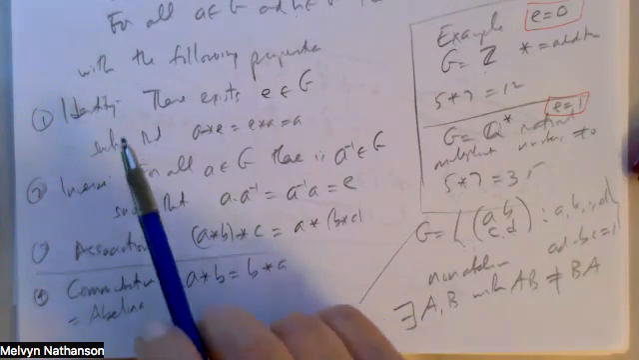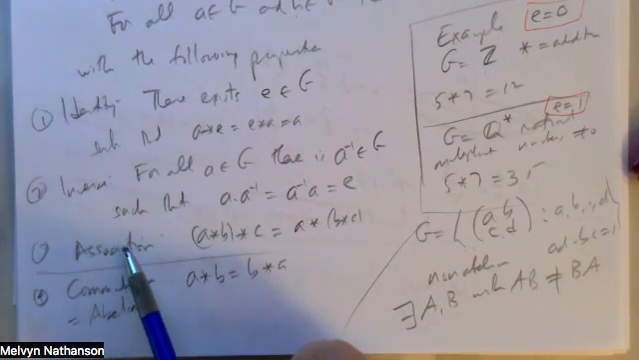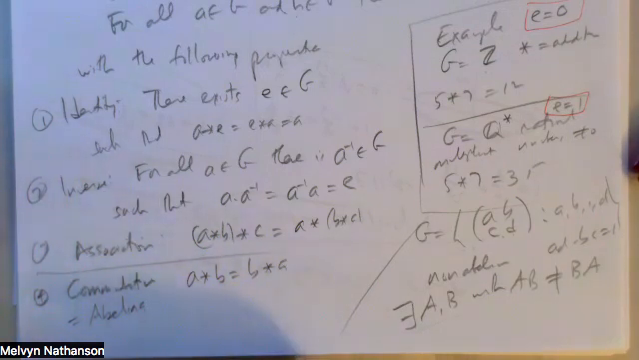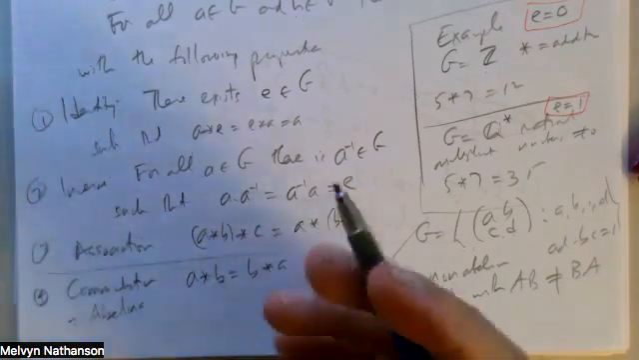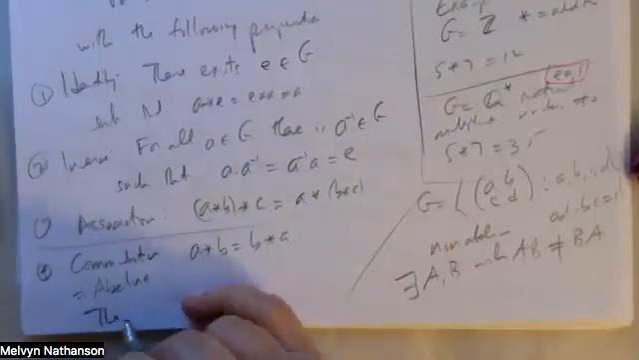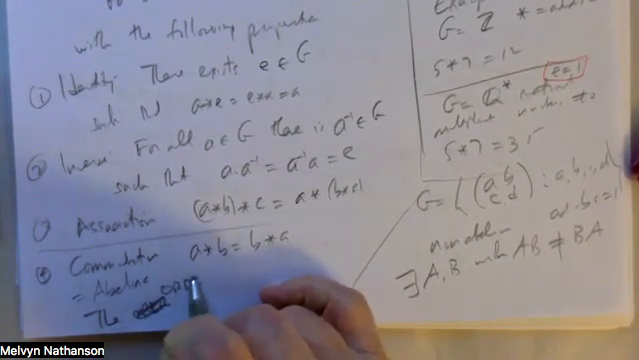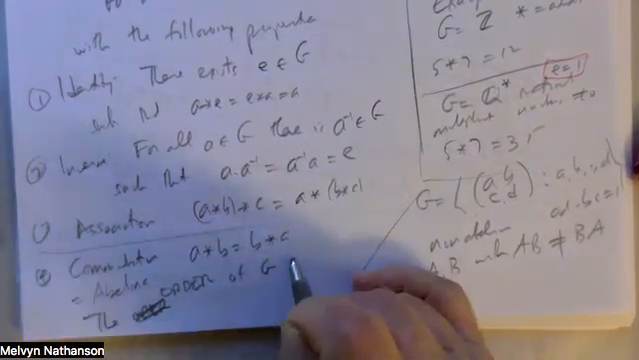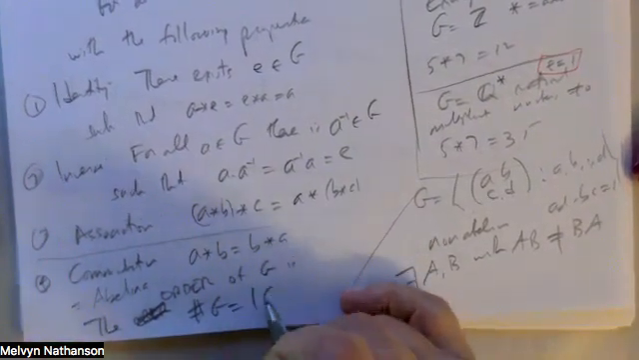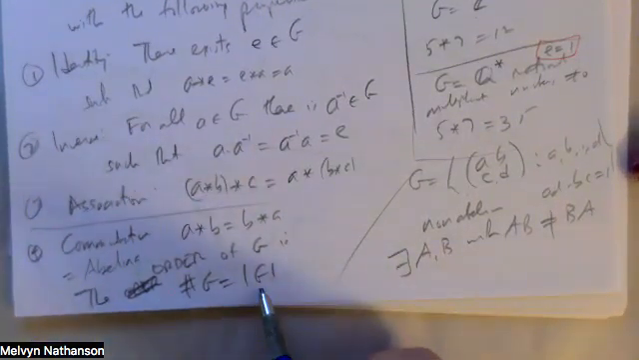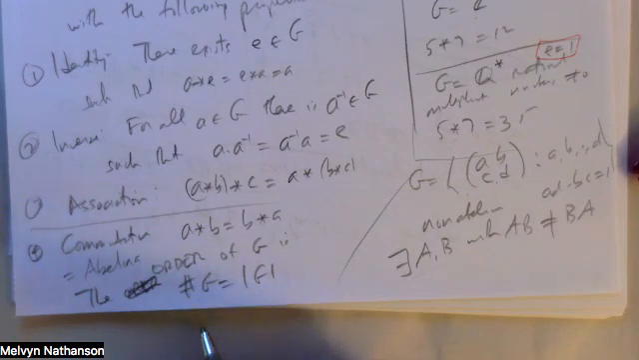So every group has to have an identity element. The multiplication has to be associative, and every element has an inverse. A group may or may not be commutative. And a finite group is just a group with a finite number of elements. What's called the order of the group G is just the number of elements in G, which we often write with absolute value signs around G, or the number sign times G. But this just means the order of the group, the number of elements, and a finite group is a group with finitely many elements.